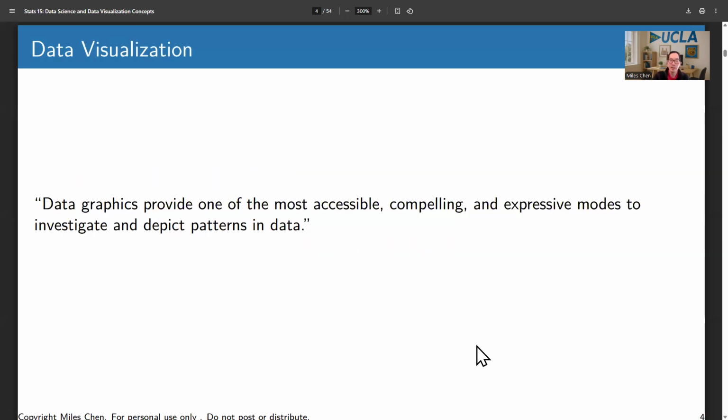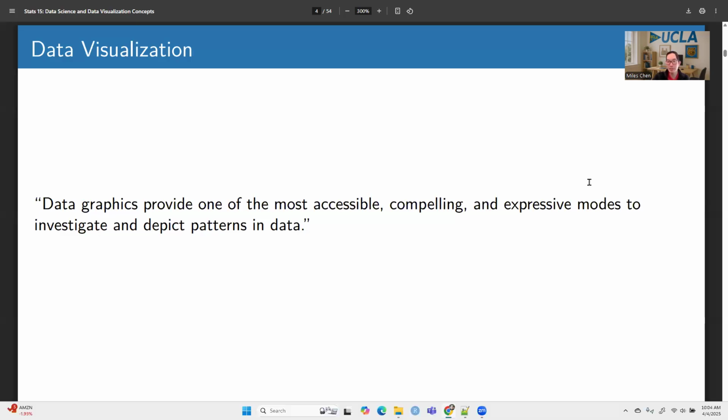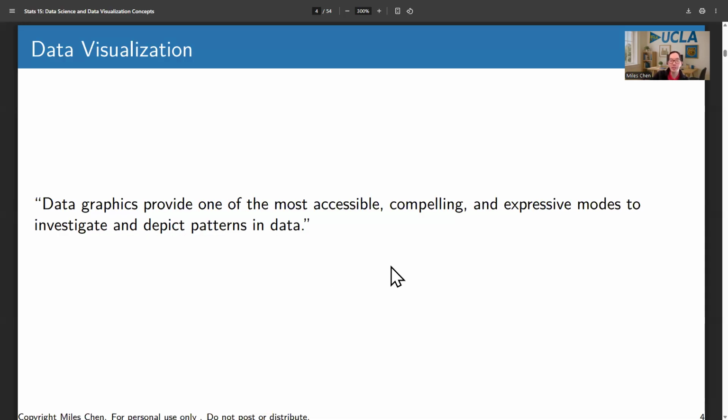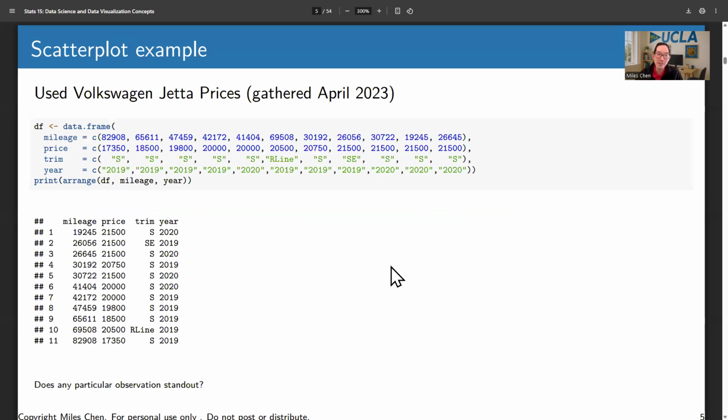Data visualization is one of the tools that we have, and this quote talks about why it's so useful: it provides an accessible and sometimes compelling and expressive way to investigate and depict patterns in the data. Here's an example data set where I searched for used Volkswagen Jettas and gathered some information on used cars. We have some cars made in 2019 and 2020. I wanted to see the relationship between the mileage, how many miles have been driven on the car, and the sale price. And there are a few different trim lines.